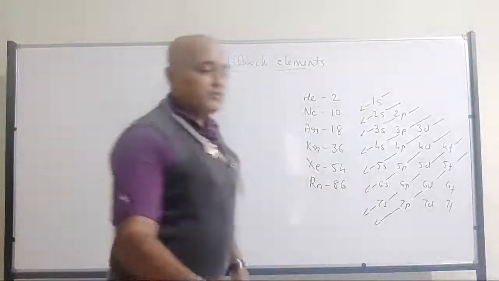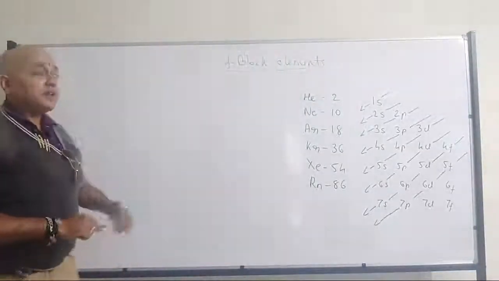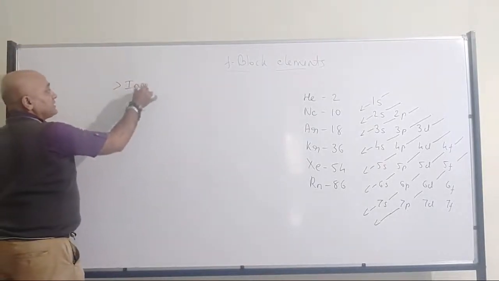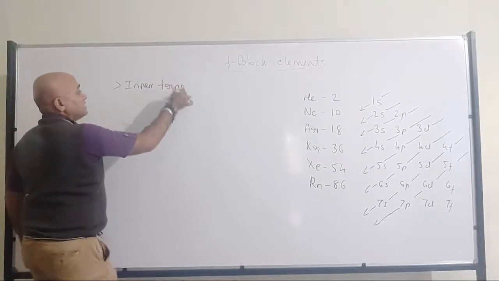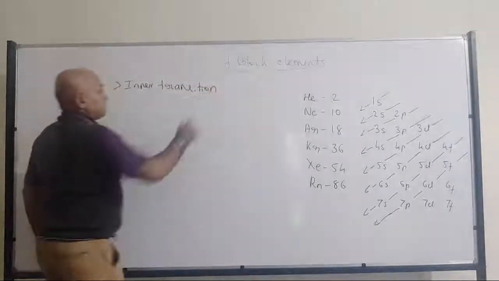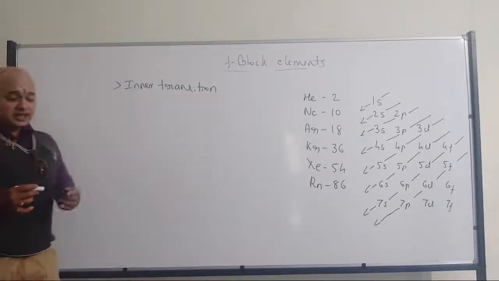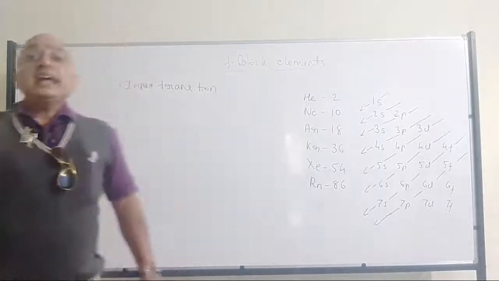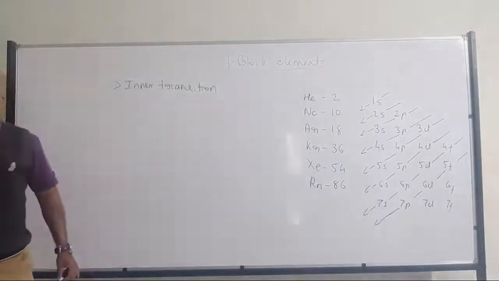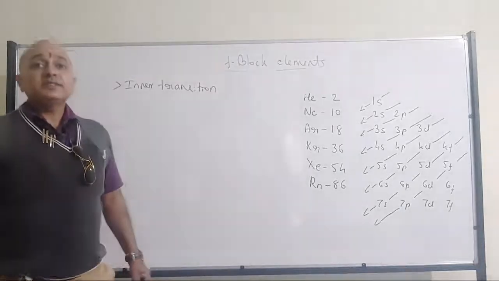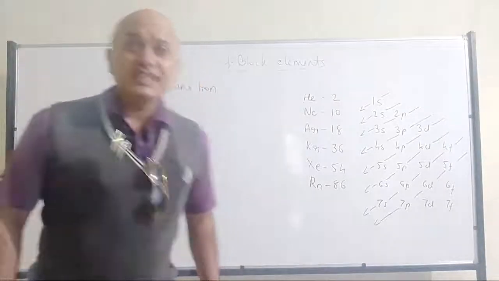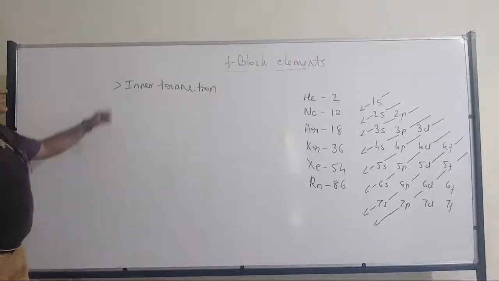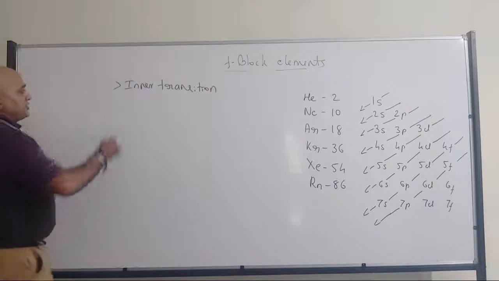So what all have we discussed in the 4F series or F block? One term we have discussed is inner transition elements. What do you mean by inner transition? That means we are talking about F block elements. Why are they called inner transition? Because in those elements, the anti-penultimate shell is getting filled, that is, the F subshell is getting filled. That's why they are called inner transition.